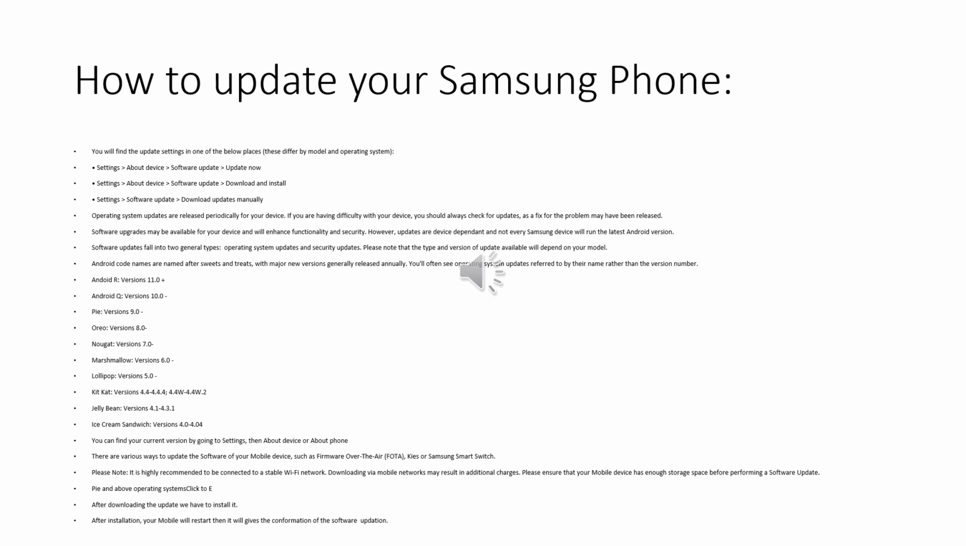Dear friends, if a software update is available to us in the Samsung mobile or any mobile, it will notify us on the notification bar or main screen. We can update from there also. Otherwise, we can update manually like this. Here, mainly 3 options are available to us.